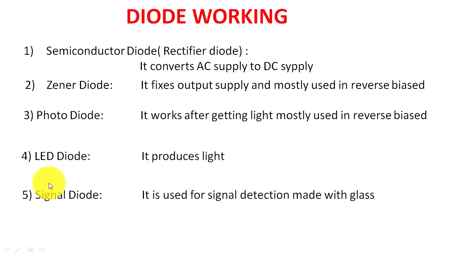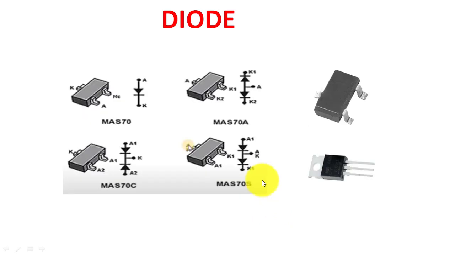Okay, and then signal diode, it is used for signal detection, made with glass. Okay, signal, it is used for signal detection. It collects signal, it detects signal, and it is especially used in glass packages. Okay, so we now understood the diode working, and then we will see the 3-pin diode.